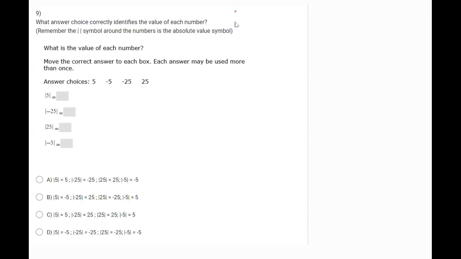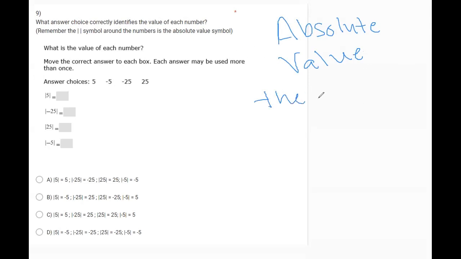So remember, when we talk about absolute value, that is whenever we use those lines. Those lines right there are talking about absolute value. So you see that line right there. You see that line right there. What that is telling you is absolute value is the distance from zero.